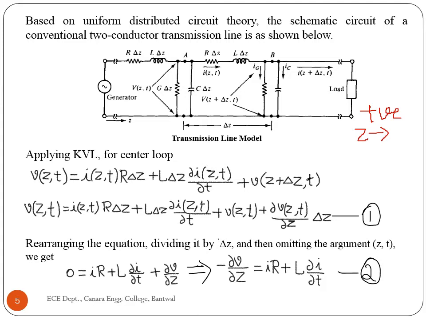To get the transmission line equation in voltage form, apply the KVL to the center loop. Voltage at this point is V of z, t, which is equal to the current in this center loop, I of z, t, into R delta z, plus the inductance component, plus the voltage at this point, V of z plus delta z, comma t, which can be represented by these equations.